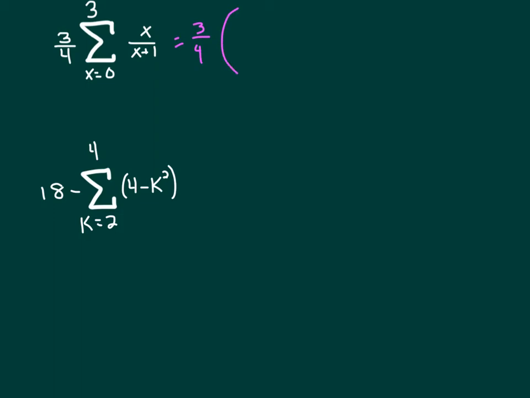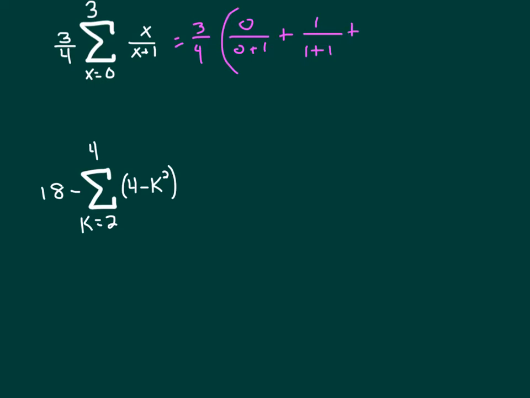All right, so we're going to start off by taking this 0 and substituting it in for x. So we'll have 0 over 0 plus 1. All right, and we're going to add to that. Now I'm going to plug in a 1. So now we're going to substitute these x's with 1. So we'll have 1 over 1 plus 1.